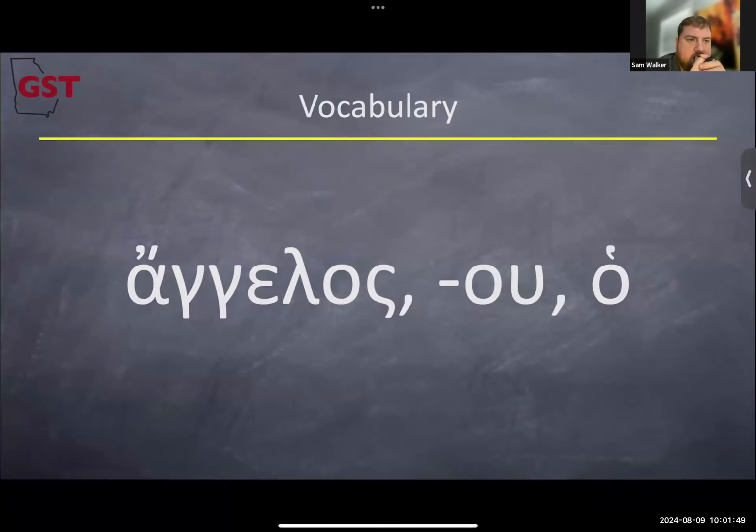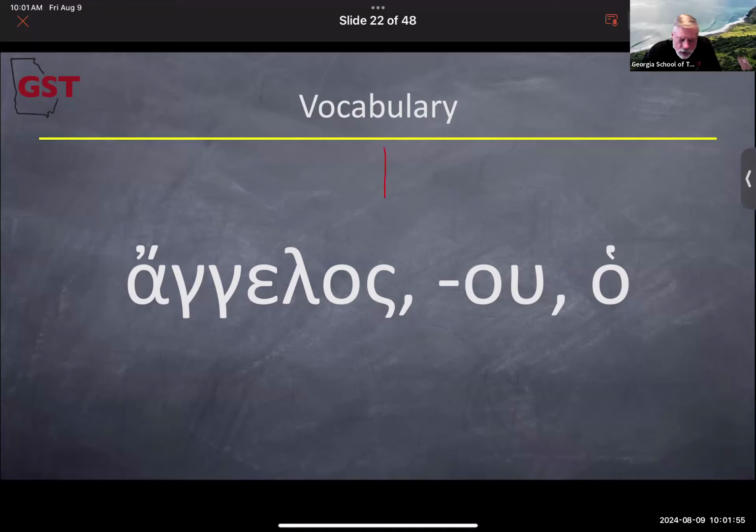Where do I draw the line for the first syllable ending? The first line would be after that first gamma. Okay, so right there, right? Where do I draw the next syllable ending? After the lambda. You think it would go right here? So there, how would you say that word?